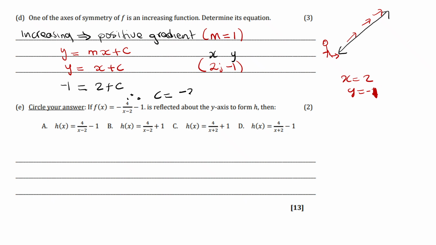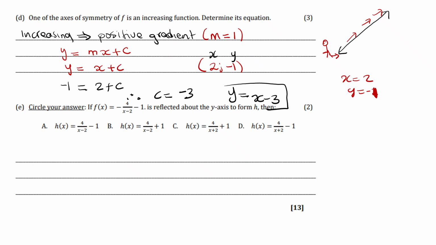So the value of c is minus 3, and the equation of the axis of symmetry is going to be y = x - 3. So this is the equation that they are looking for.